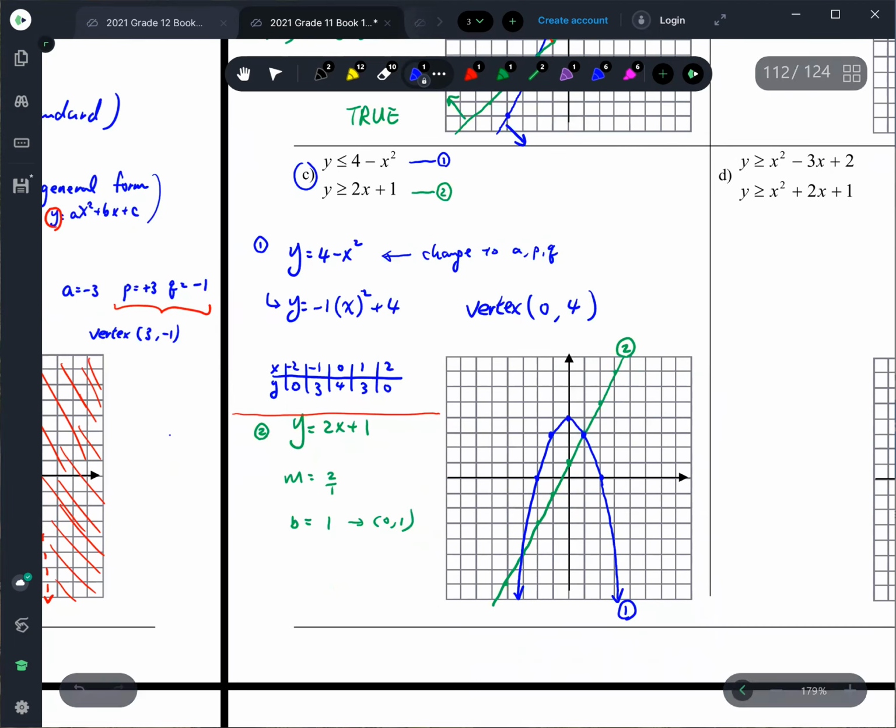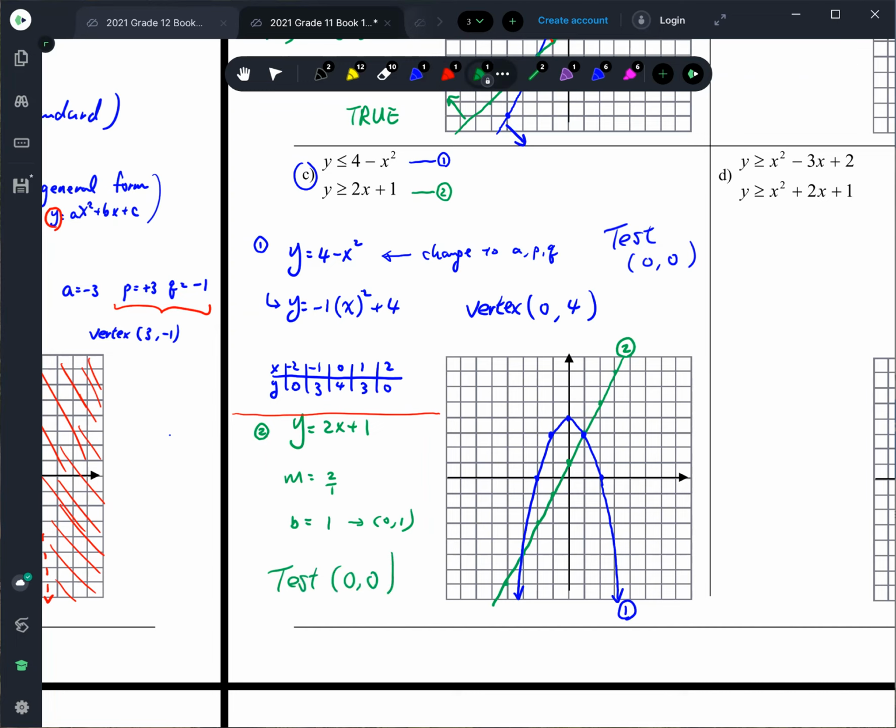All right, so for each one, you need to test. Okay, looks like we can use 0, 0 again, right? It's not on the graph. So test 0, 0 for both. For the green, we also test 0, 0. Okay, find out if it's true or false. You guys can try the shading as well, okay? Remember, only shade the overlap.